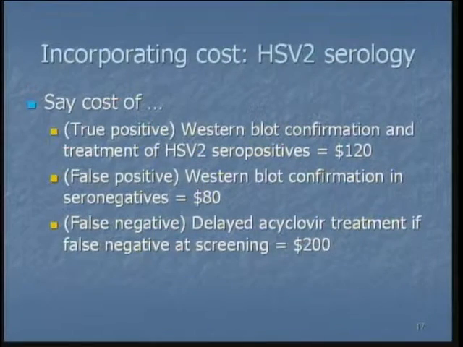Still sticking with this HSV data, and these are hypothetical costs. Imagine that Western blot confirmation costs $80, and you have to do that in both the false positives and the true positives. In addition, you're going to treat the true positives, and maybe acyclovir costs $40 more to apply. But maybe the driving cost is this delayed treatment.